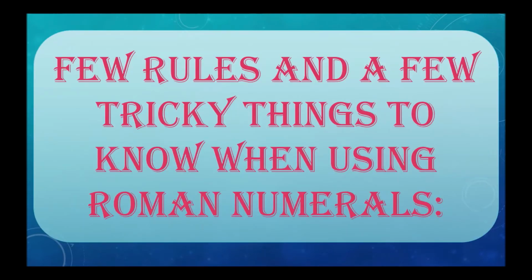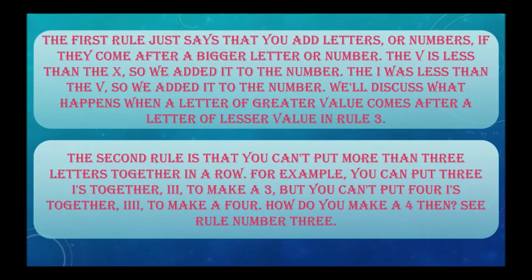Now a few rules and a few tricky things to know when using Roman numerals. The first rule just says that you add letters or numbers if they come after a bigger letter or number. The 5 is less than the X, so we added it to the number. Then 1 is less than the 5, so we added it to the number. We will discuss what happens when a letter of greater value comes after a letter of lesser value in rule 3.